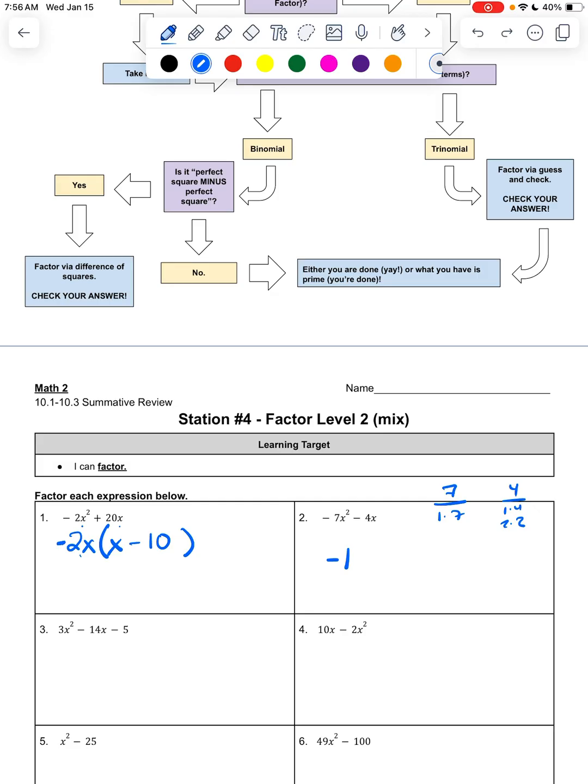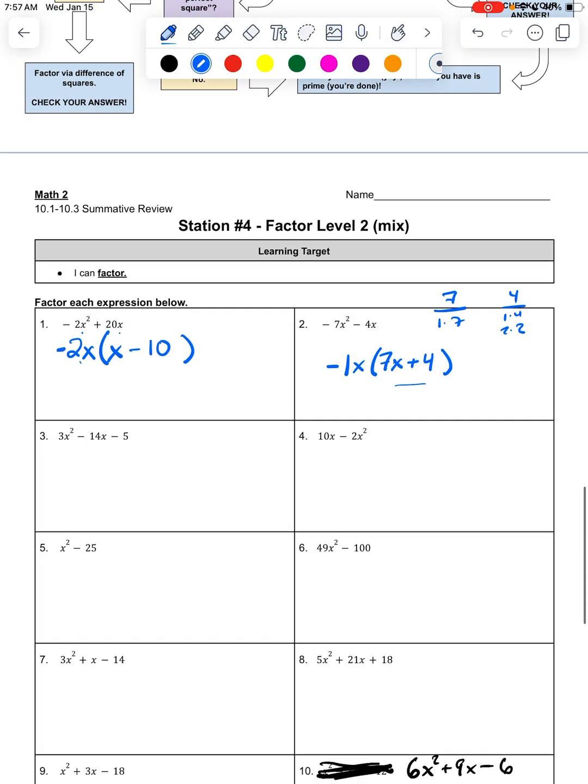Again, I have x squared and x. I can take an x out of each. So let's put that before the parentheses. What's left behind? We need a 7 and an x from that first term, and we need a 4 from that second term. Inside parentheses, that is a binomial, and it is not a perfect square minus a perfect square. We're done. That is the end of that problem. That is factored.